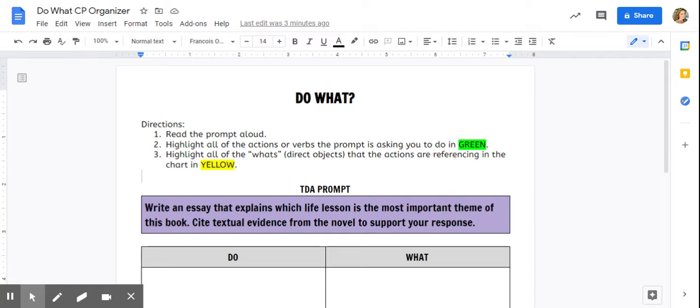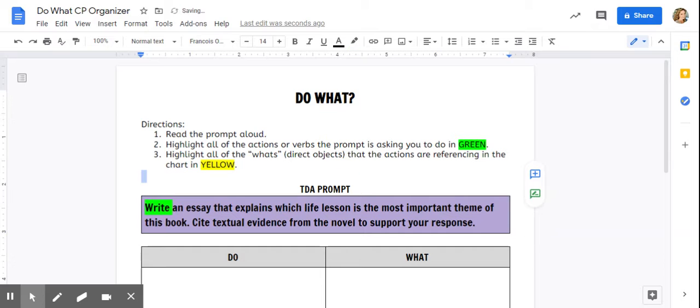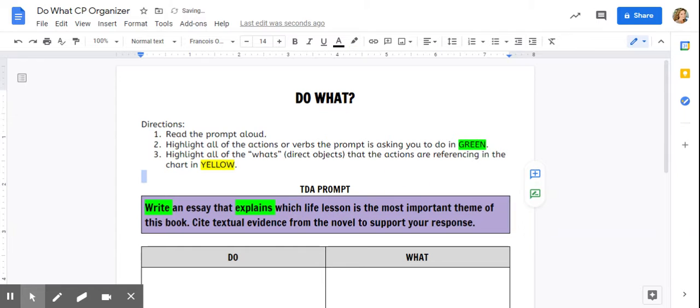So number 2 says highlight all of the actions or verbs the prompt is asking you to do in green. So with my cursor, I'm going to look at the first sentence. I'm looking for action words or verbs. Write is definitely an action word. So I'm going to highlight the word write in green. That is what I'm going to have to do, the action. Write an essay that explains is another action. I'll have to explain something. So highlight that green for action.